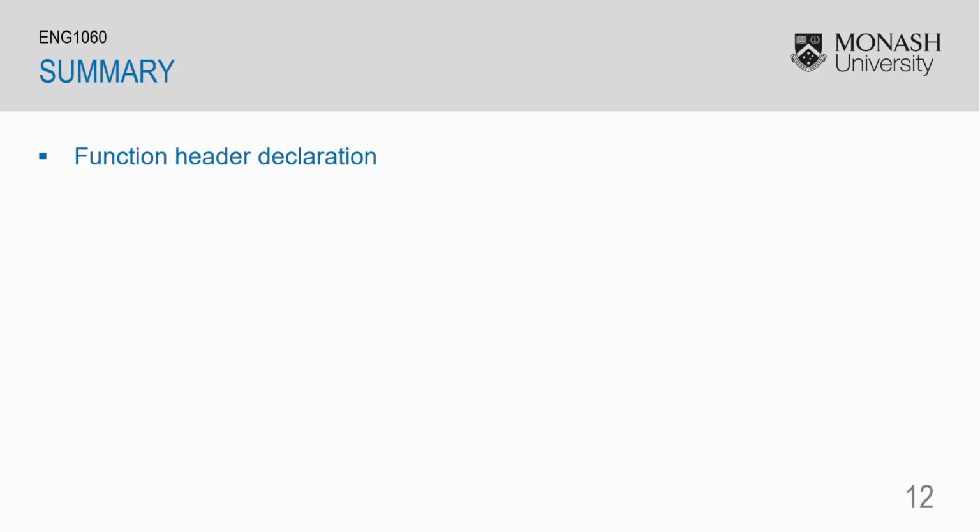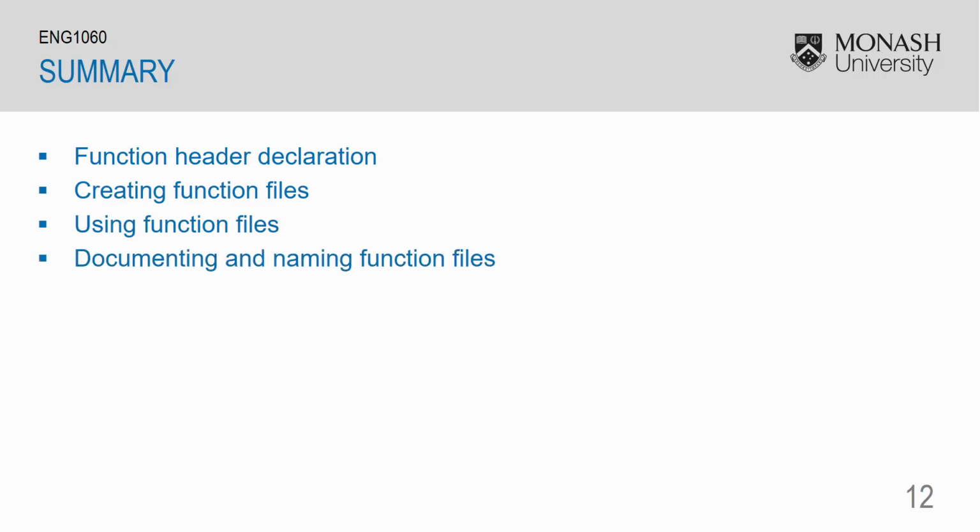As a summary, we looked at the function header declaration, which was function outputs is equal to function name, and then in parentheses inputs. How to create function files, and how to use function files. Lastly, we looked at documenting and naming function files.